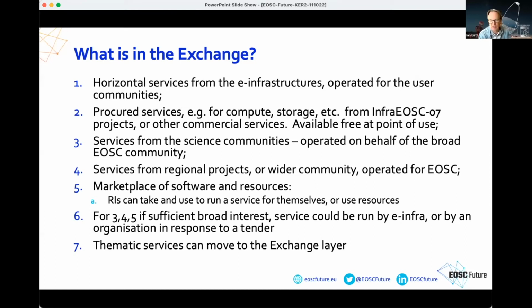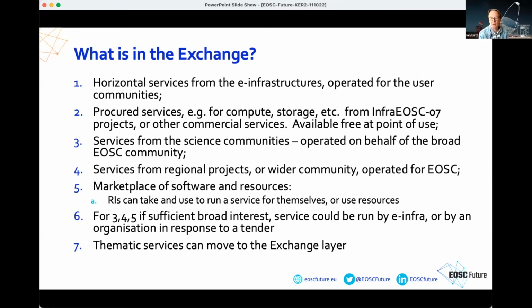Now, I think we have to be careful about what we mean when we say services, because there is software which can be operated as a service, and there are operational services, which are not the same thing. So I may be running a service for my community. I put it in the exchange as a set of software which makes up that service, but I'm not necessarily offering to run it for somebody else. At some point, one of my institutes may respond to a tender and say, I'd be happy to run that service on behalf of a broader community, which is not the same thing.